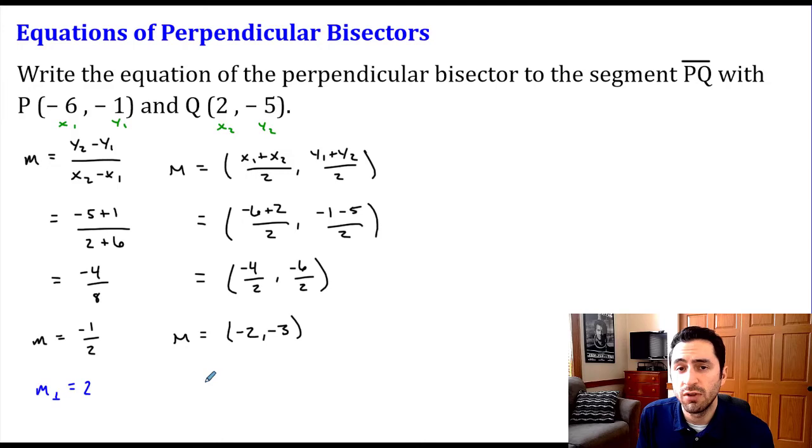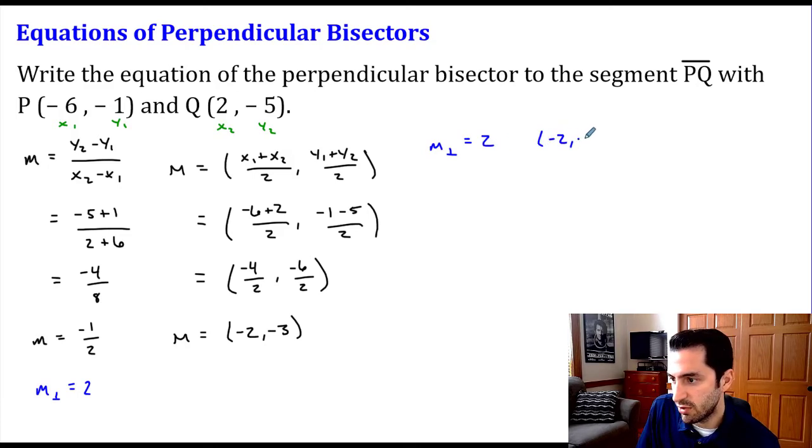Whenever we're writing the equation of a line, we need two things. We need a point, we need a slope. And we just found those pieces of information that we want to use. So let me just rewrite those over here. So we want to use our perpendicular slope, which is +2, and we want it to go through the midpoint, which is (-2, -3). And now let's write the equation of a line.